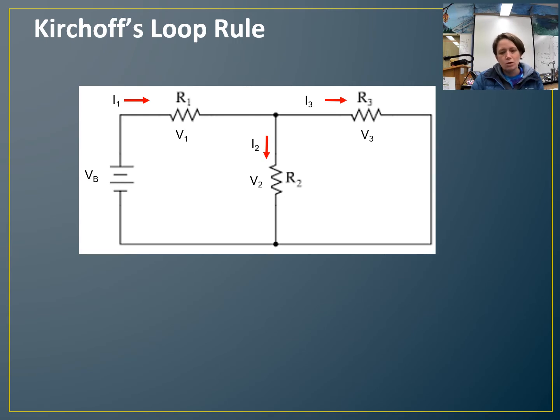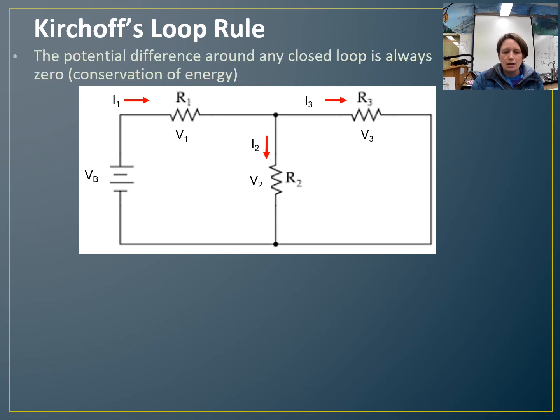The second rule that you'll need to write equations for circuits is called Kirchhoff's loop rule. And this rule says that the potential difference around any closed loop is always zero. So the amount of energy that an electron gains moving through a loop is going to be equivalent to the amount of energy that the electron loses going through any loop in the circuit. And this, of course, comes from conservation of energy.